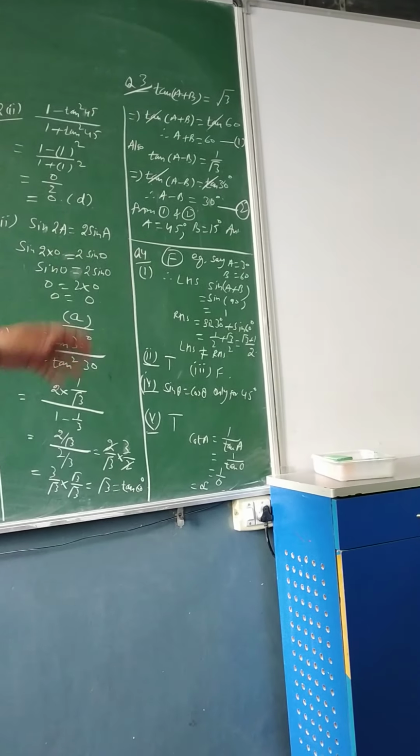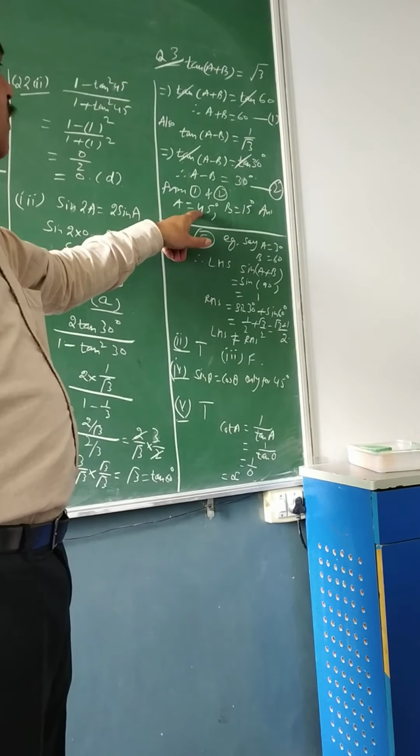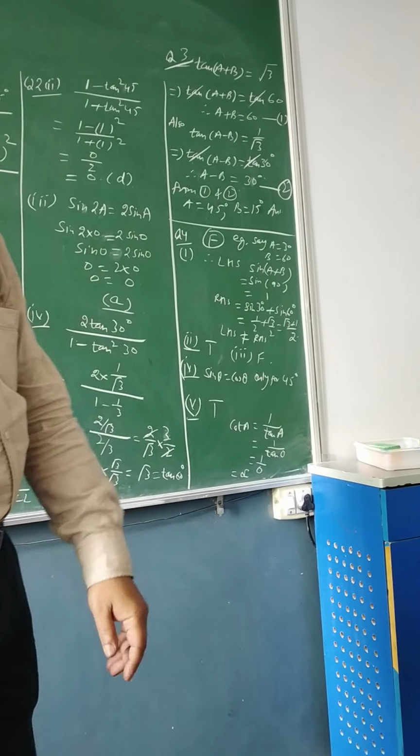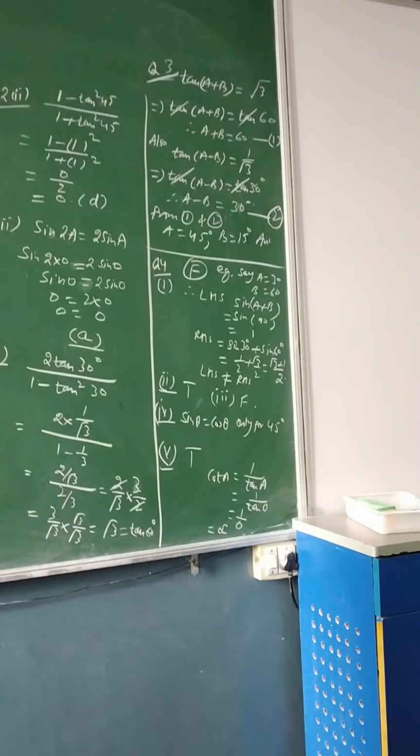Then simultaneously we will add, so 2A is equal to 90, so A will be 45. Substitute in either 1 or 2, and that will help you get the value of B, which is equal to 15 degrees. So that's all about your question number 3.